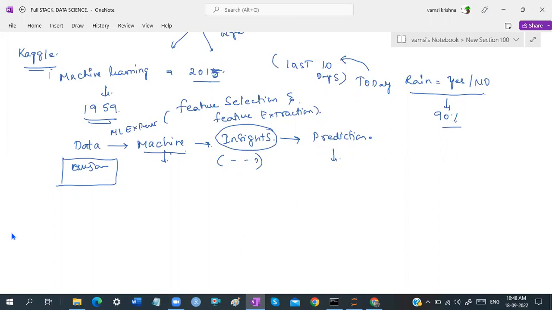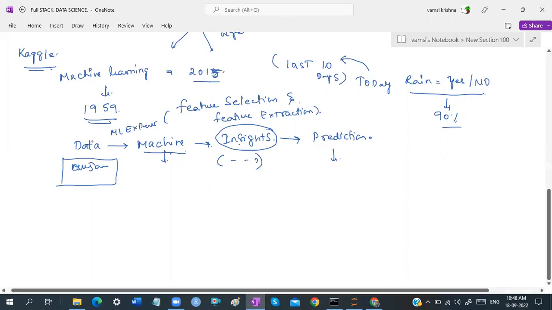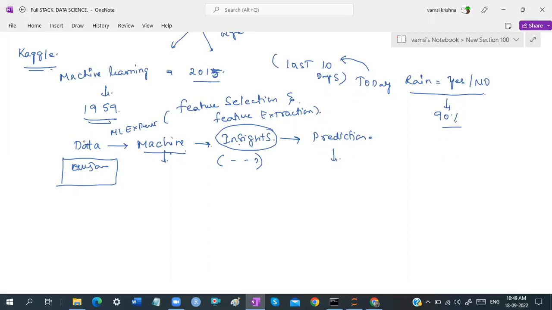These are the techniques we use to get some insights from the data. Even if you see the definition of data science, it is nothing but a collection of techniques to get some insights from the data. All are about techniques only. There are different types of techniques. For example, if I want to do feature selection, there are statistical techniques. Using statistical techniques, we can identify which features are going to be better and which are not.